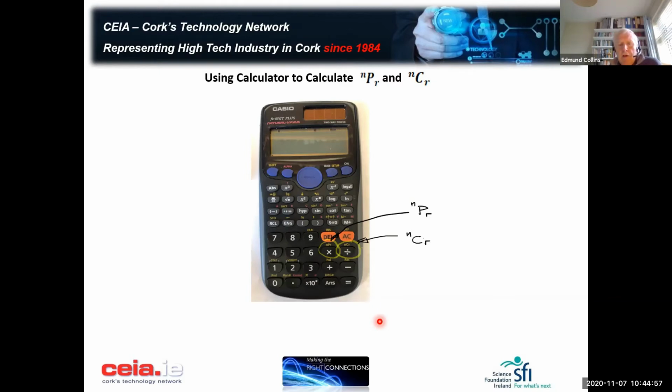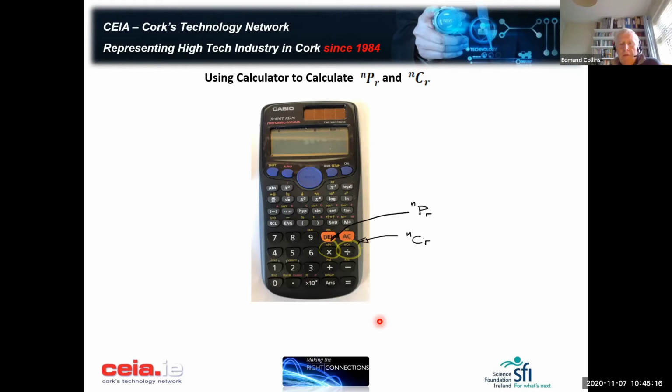And just as an aside, there is a list of approved calculators for the Leaving Cert on the Leaving Cert exams website. I've included a reference to that website at the end of the tutorial. So just make sure that your calculator is an approved calculator. Some calculators are a lot better than others.